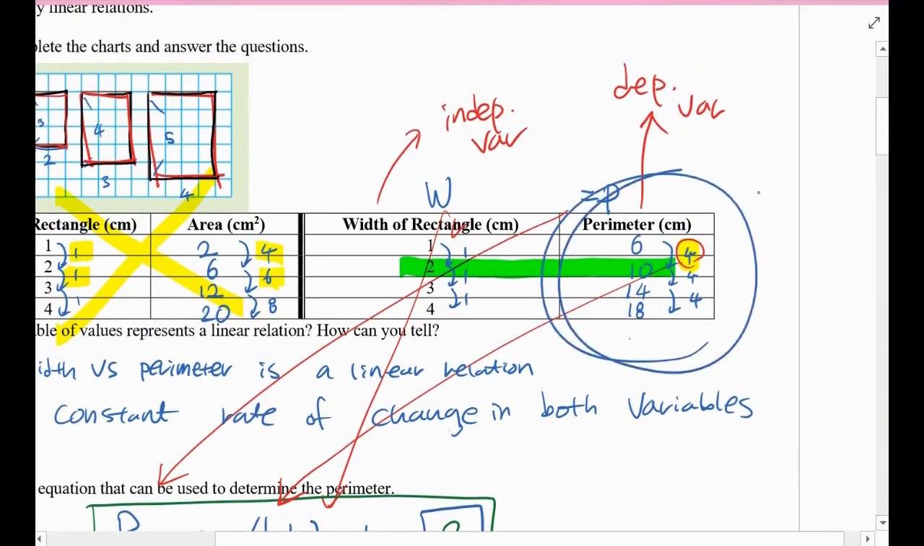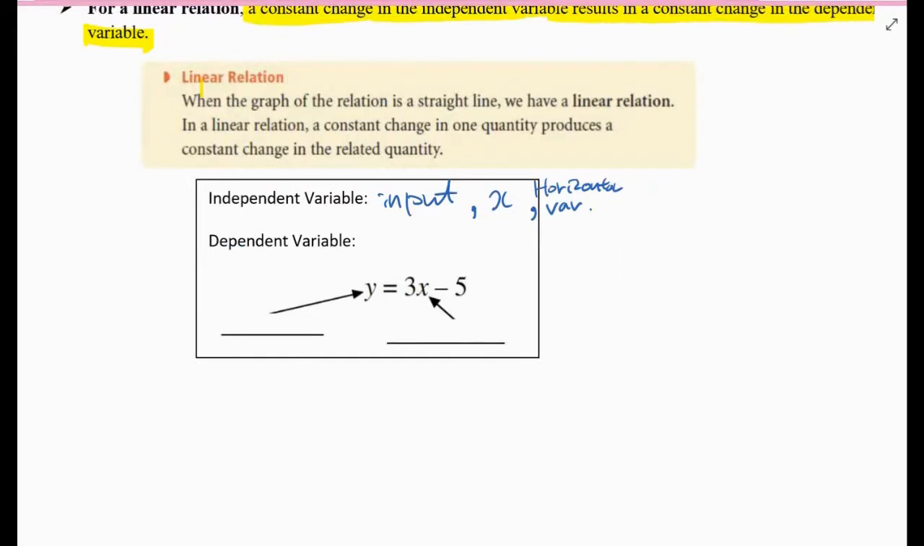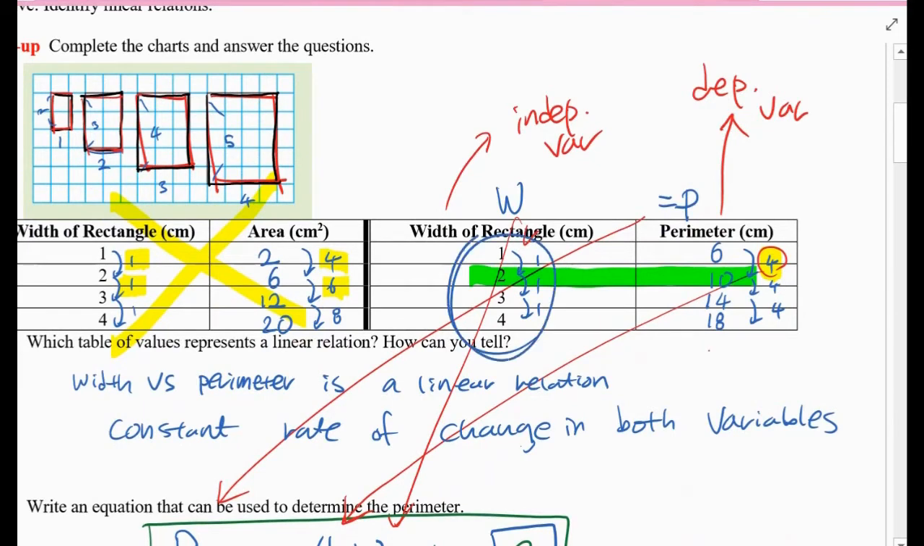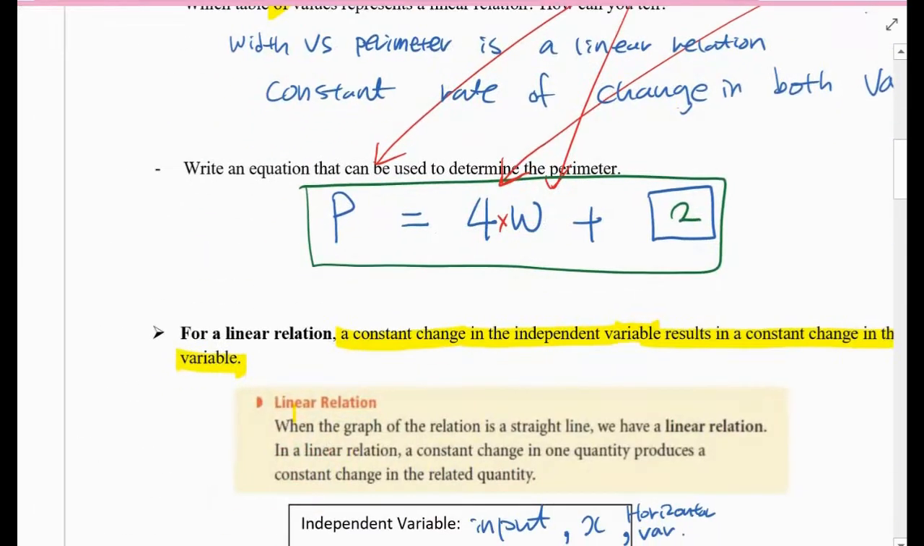So therefore, output is the y value, and the vertical variable is a dependent variable, okay? So x is independent and y is dependent. If you look at this, input is this, and depending on this value, we find the output value. So therefore, output is a dependent variable and input is an independent variable. Make sense, everyone? Let's move on.